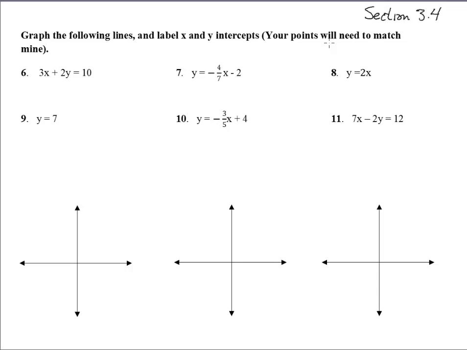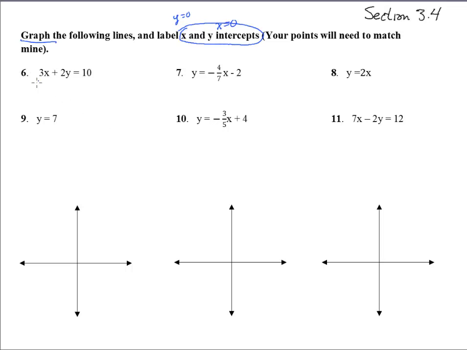Here we are in section 3.4 with the answers to number 6 through 11. We're going to graph these, and we're labeling two specific points, the x and y intercepts if they have them. That means we need to have specific points. We can't have the flexibility of picking just anything. So remember, x-intercept happens when we let y equal 0, and the y-intercept happens when x equals 0.